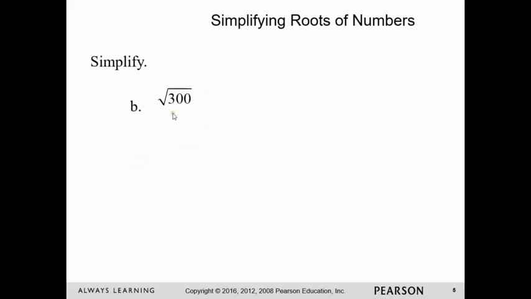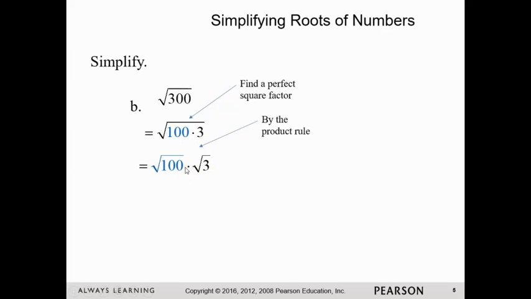Square root of 300. First, we think about what would be a very large perfect square factor, and that's 100. So we take 100 times 3, we get 300. So we break that apart using the reverse of the product rule for radicals. Take the square root of 100, and we simplify the square root of 300 into its simplified form of 10 times square root of 3, or 10 square roots of 3.